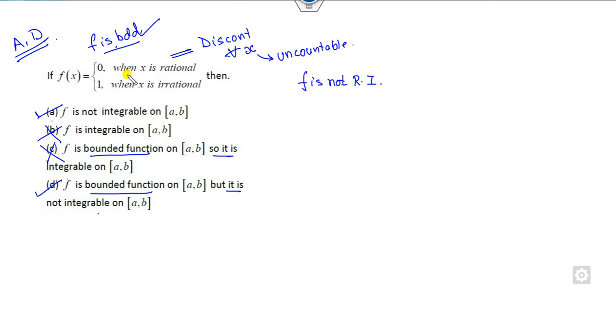So again you can see this is the one counter example which said bounded function does not imply Riemann integrable. You can see the one counter example here.